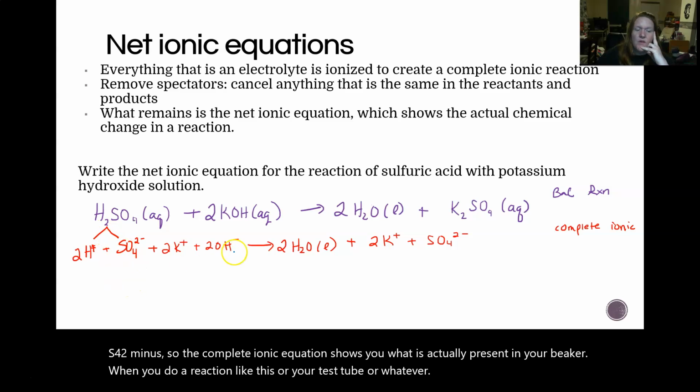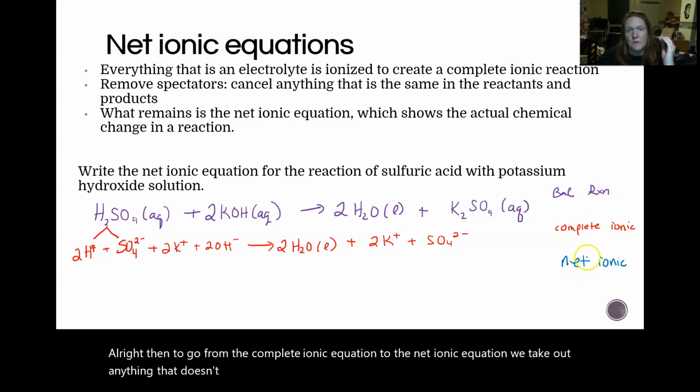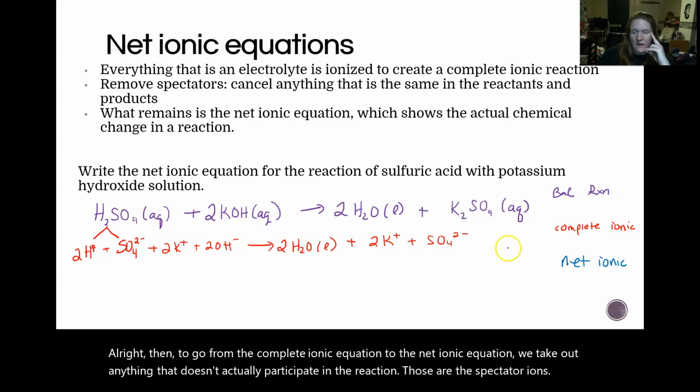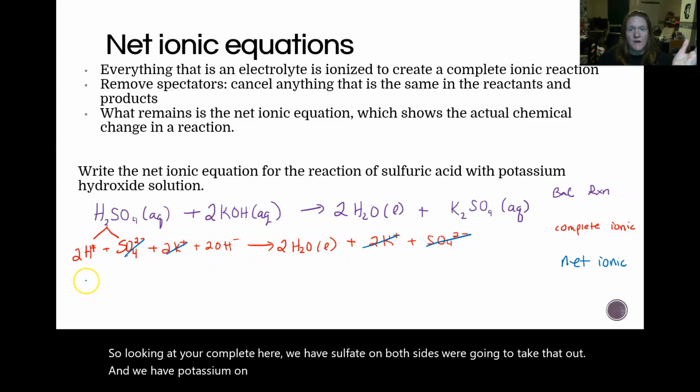All right. Then, to go from the complete ionic equation to the net ionic equation, we take out anything that doesn't actually participate in the reaction. Those are the spectator ions. So looking at your complete here, we have sulfate on both sides. We're going to take that out. And we have potassium on both sides. So these are called spectator ions.